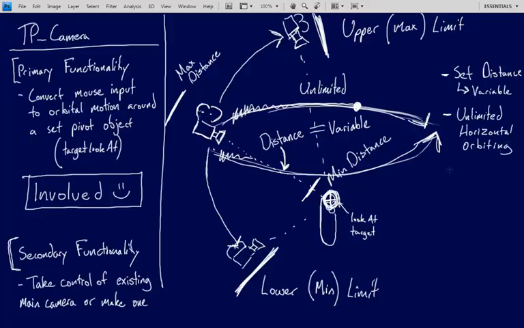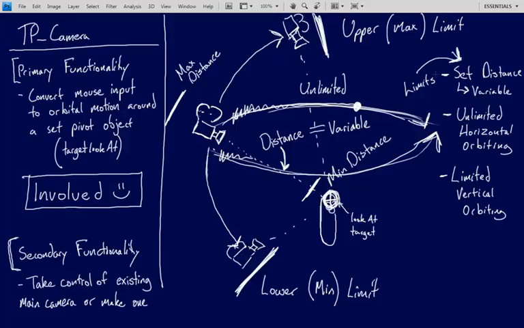So unlimited horizontal orbiting, but we need limited vertical orbiting. Also, this guy, and I didn't mention it a second ago, also has limits. So the distance is going to have its own set of limits. Because we don't want to get too close to the character, and we certainly don't want to push the camera all the way through its head or anything like that. We need to be able to pull back to a certain distance. We don't want to get 15 miles away. So that will have limits.